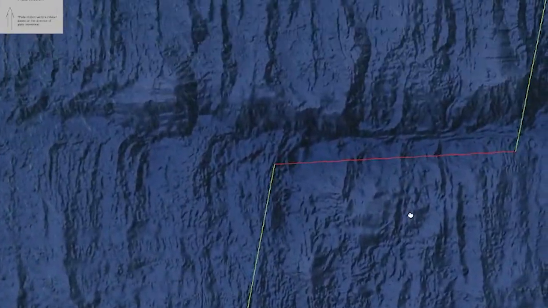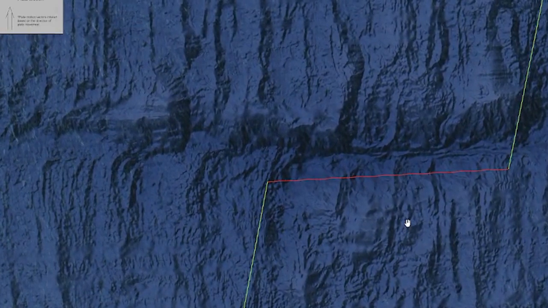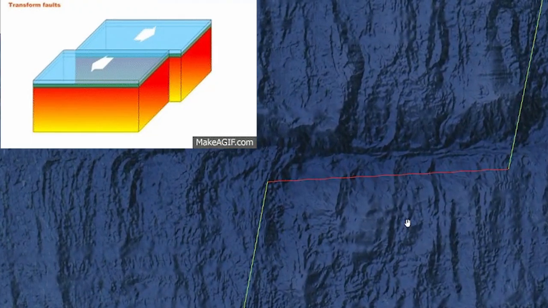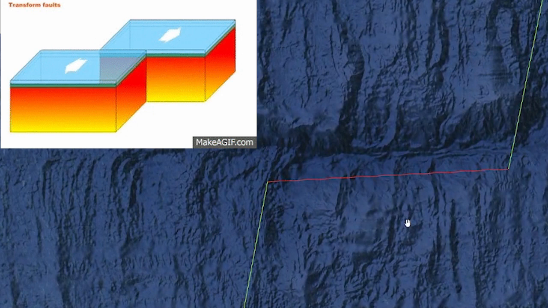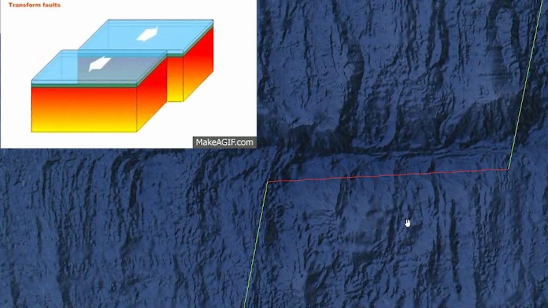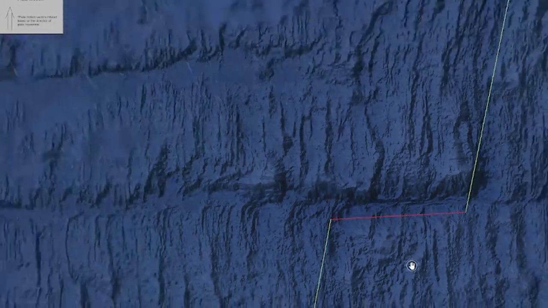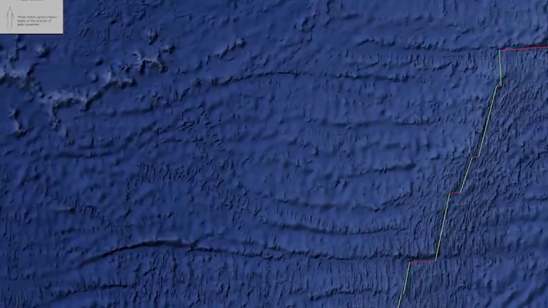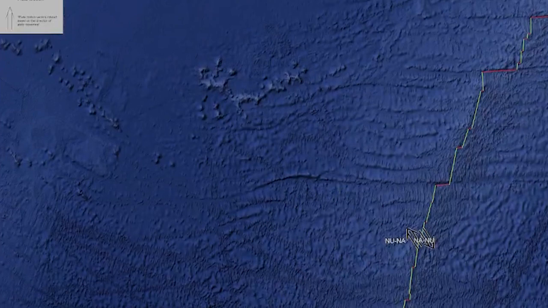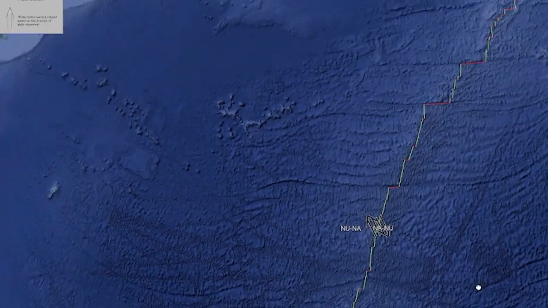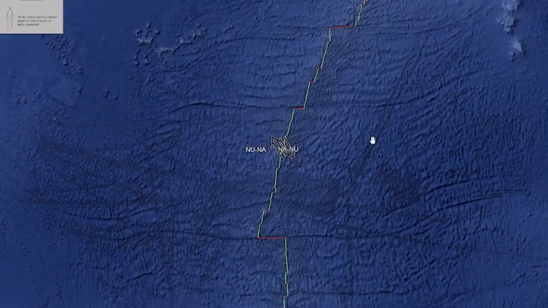And finally, we have transform boundaries. Now, these boundaries move side to side. They don't actually form any mountains, but they can cause things like earthquakes and are very common throughout the entire globe as well. And you can see them in the Mid-Atlantic Ridge as they create these lines which kind of transform the boundary a little and move it to the side.